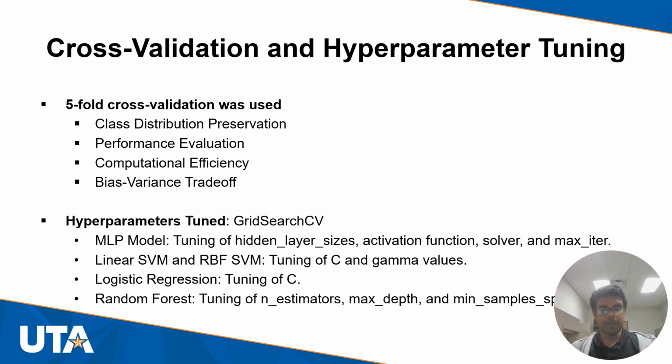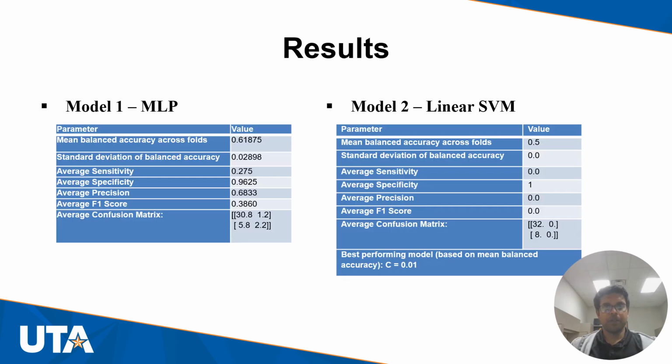And for hyperparameter tuning, grid search CV was used. For MLP, the tuning of hidden layer size was 10, the outer loop was 5, and there was minimal regularization, activation function, solver, and max iterations. For linear SVM and for RBF SVM, tuning of C and gamma values was used. For logistic regression, tuning of C was used, and for random forest, the number of estimators, maximum depth, and minimum samples were tuned for performance comparison.